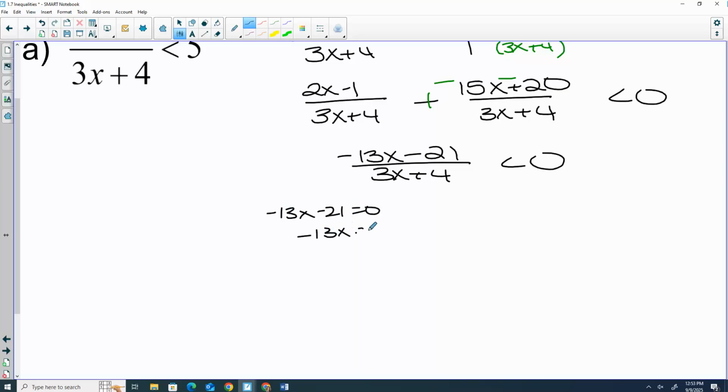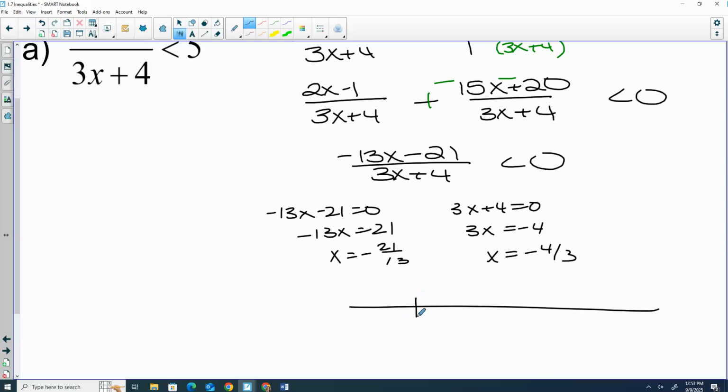So negative 13x is equal to 21. So negative 21/13ths. Set 3x plus 4 equal to 0. You get negative 4/3. Okay, when you make your sign line, make sure the smaller one is on the left. So negative 21/13ths, that's like negative 1.6-ish. So that would be smaller. Okay, so smaller, you could do a negative 2. What could I use for in the middle of this? Negative 1.5 would work, and then bigger, maybe a 0.